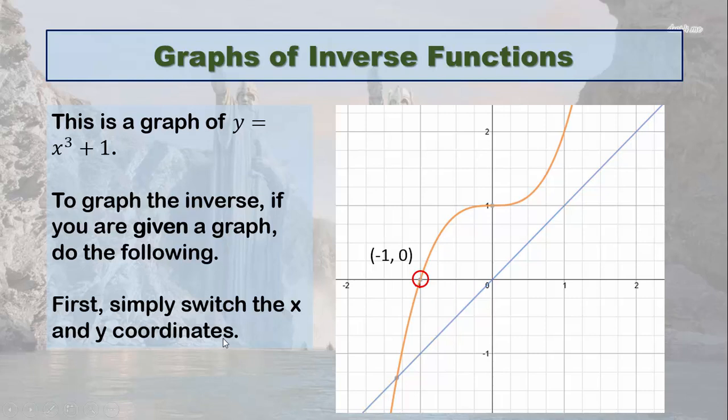Okay, the first step to graphing the inverse is to swap the x and y. So instead of being -1, 0, it's going to be 0, -1. All right, this next point right here is 0, 1. If I swap the x and the y, it's going to be here at 1, 0. And the third point is 1, 2.